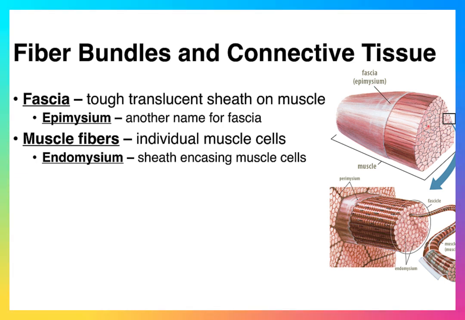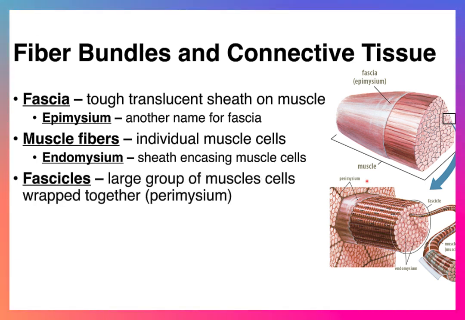Then you have these fascicles here, which are multiple muscle cells, and then each muscle cell itself is wrapped up. So each of these fascicles is wrapped up, and the wrapping on that is called the perimysium, shown here. And so fascicles are groups of muscle cells that are wrapped together by the perimysium.